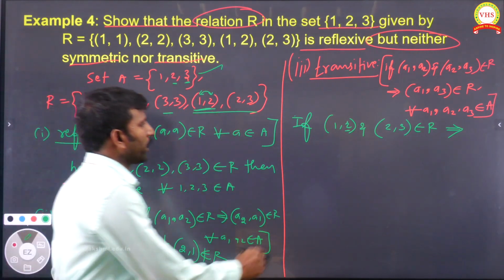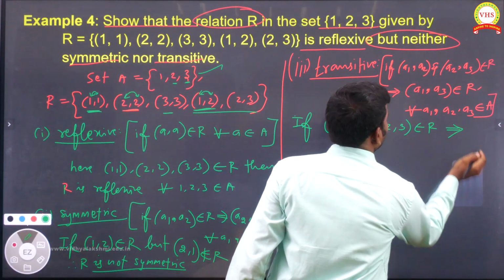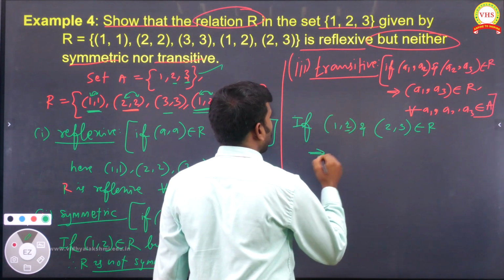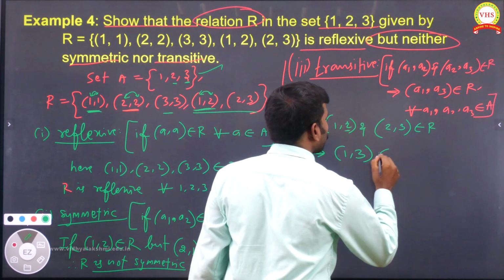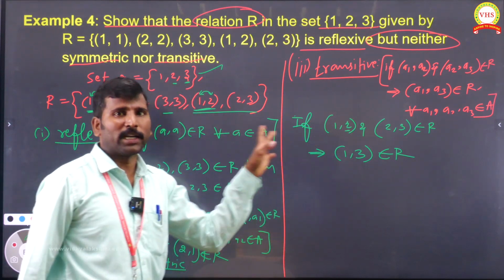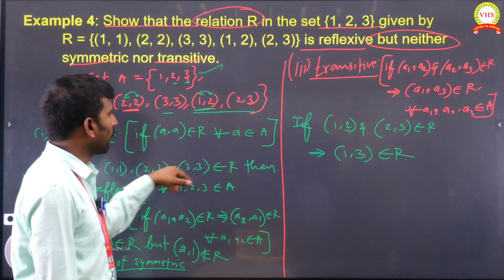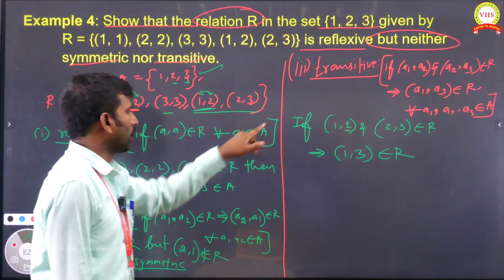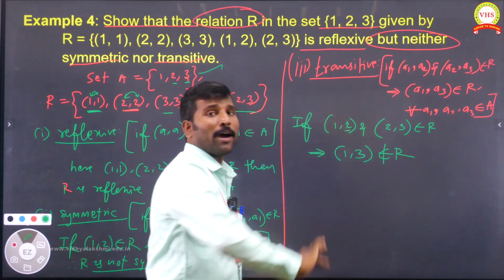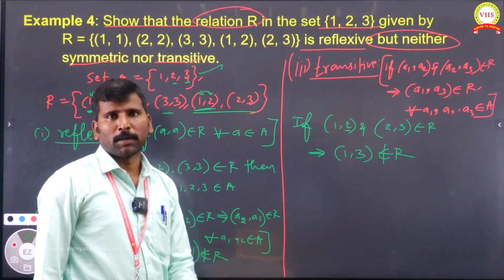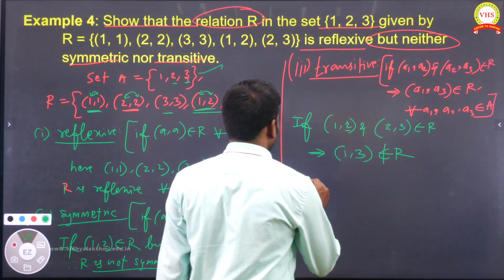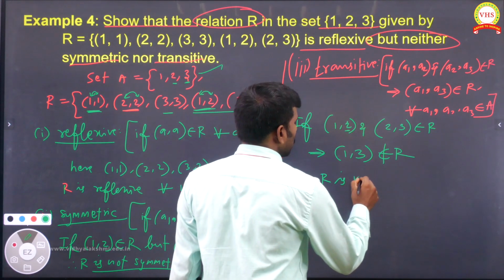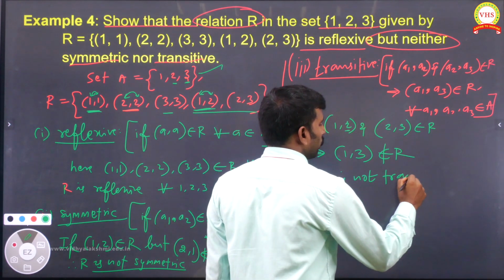No. Then what can we say? This implies (1, 3) also should belong to R. Then only this is transitive. But (1, 3) is not there. So you have to write (1, 3) does not belong to R. Understand? Then therefore R is not transitive.